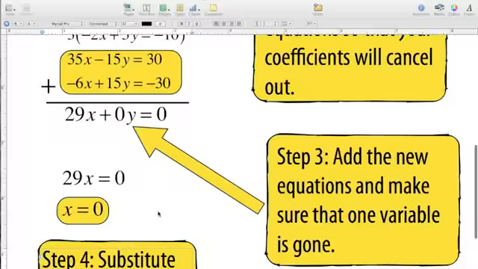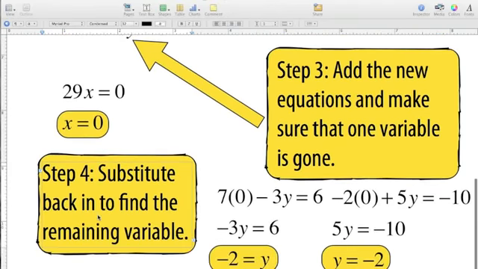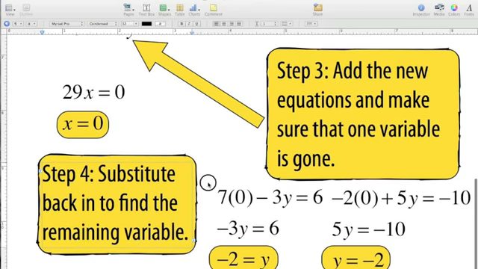The third part, once I've added the two equations, I'm going to take that equation that's left and solve for x. That's half of my solutions. I take that value, that 0, and I'm going to go back to my original equations, and you can see here at the bottom, I substituted back in.